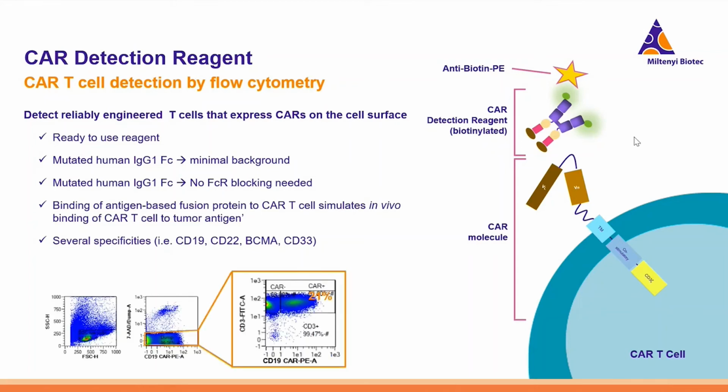CAR-positive T cells can hereby be easily detected with highest precision. In this example, CD19-positive CAR T cells made up around 20% of the whole CD3-positive population in the samples. Of course, our CAR detection reagents come also in additional specificities, such as CD22, BCMA, or CD33.